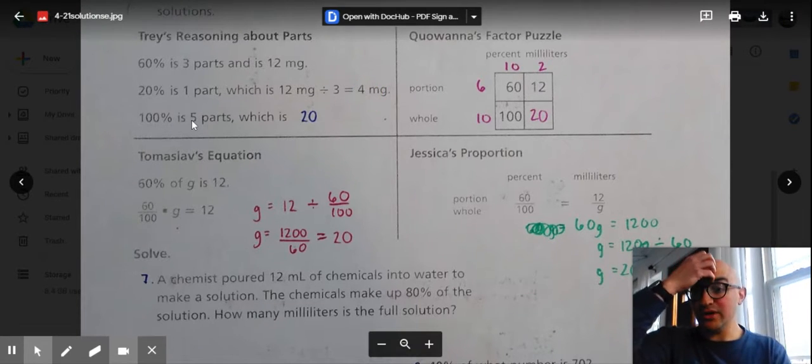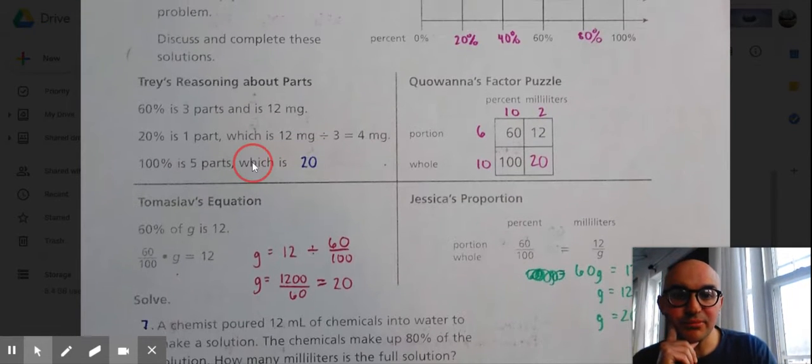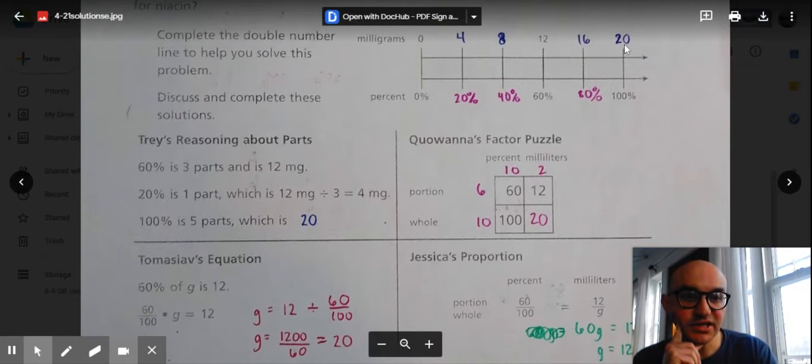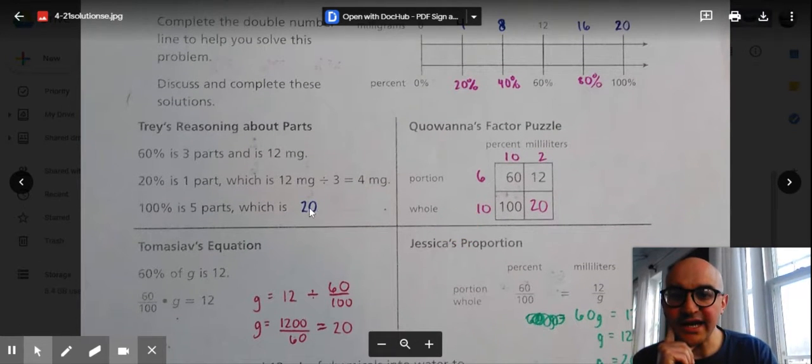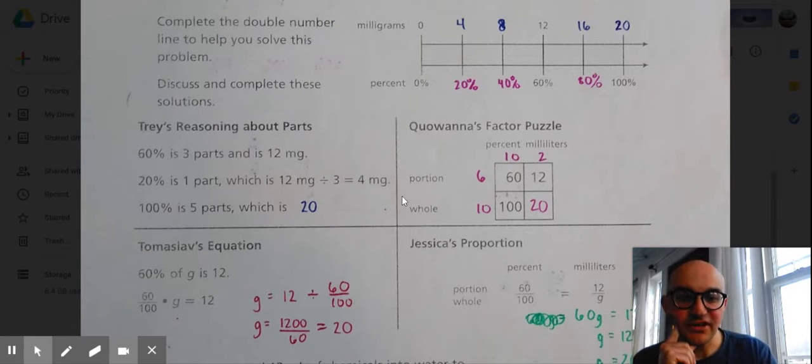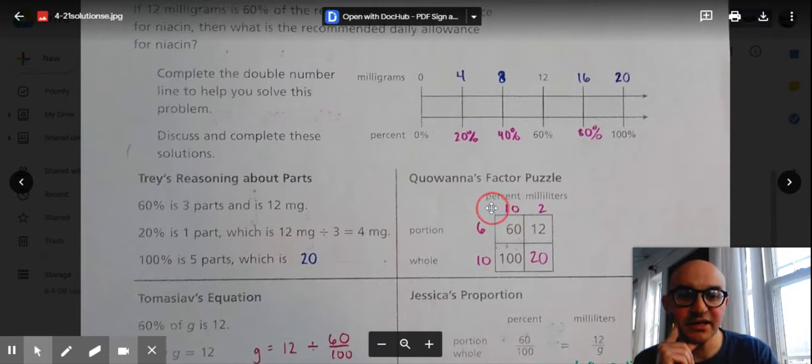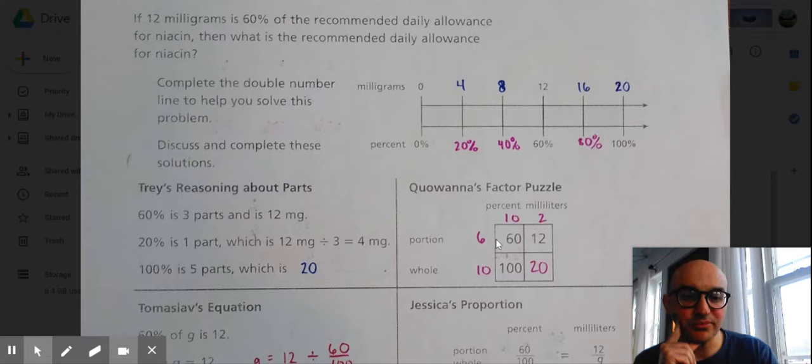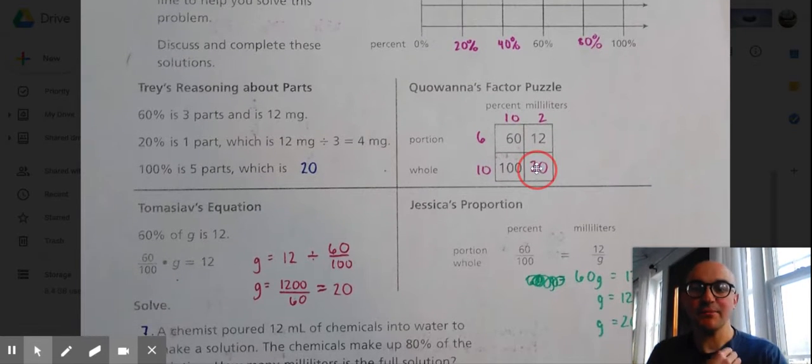Then he takes 100%. He knows that 100% equals 5 parts, which is what the double number line tells us. 100% equals 5 parts here. And he multiplies 5 times 4 to get 20. So 20 milligrams equals 5 parts. Kwana chose the factor puzzle, so we're given 60, 100, and 12, and we're going to find the factors. 60 is found by multiplying 6 and 10. 100 is found by multiplying 10 times 10. 12 is found by multiplying 6 by 2, and then finally our missing number 20 is found by multiplying 10 times 2. So Kwana gives us the same answer as well.